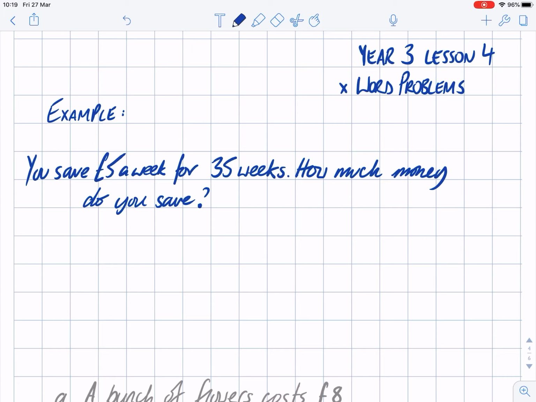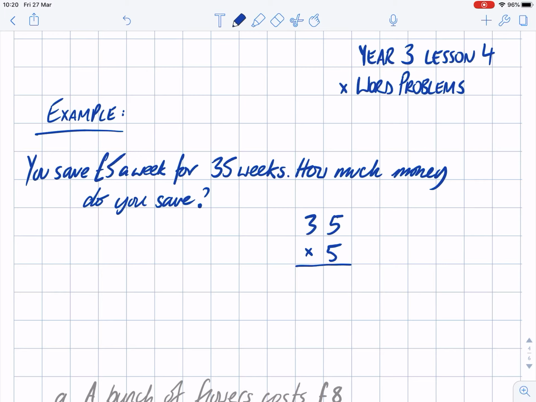Okay, so as you can see, our example here is that you save £5 a week for 35 weeks. And the question's asking, how much money do you save? So you've got to think about this. You're saving £5 a week for 35 weeks. So hopefully by now you've recognised that the calculation you need to do is 35 multiplied by 5.